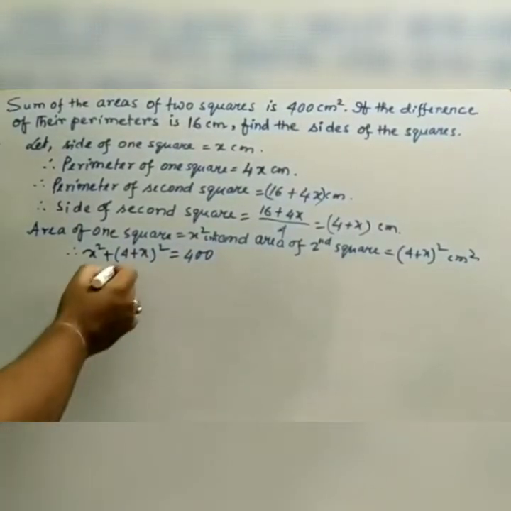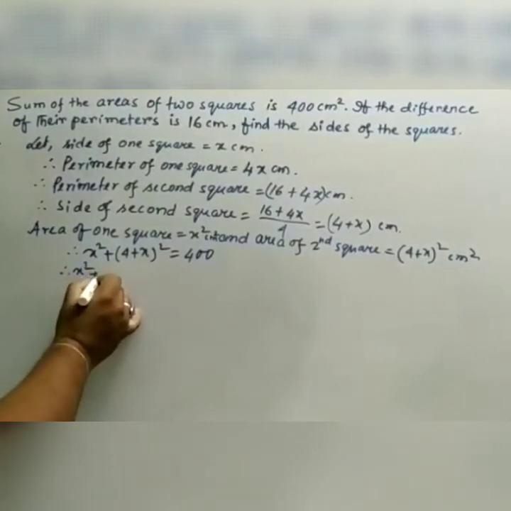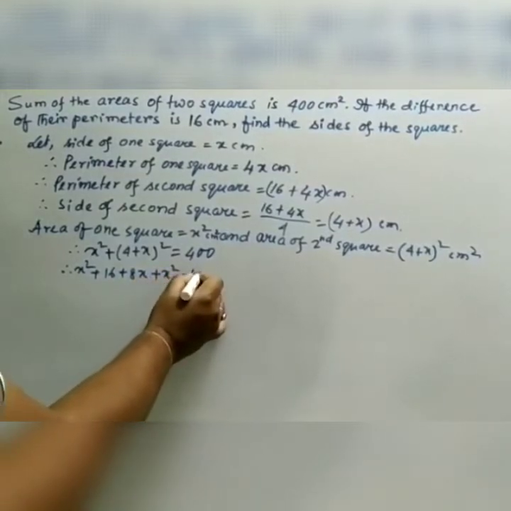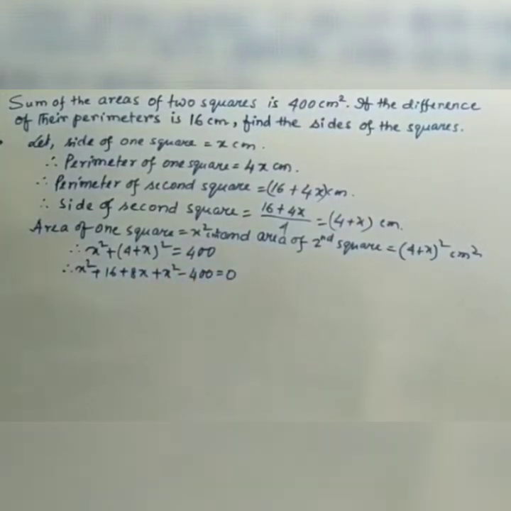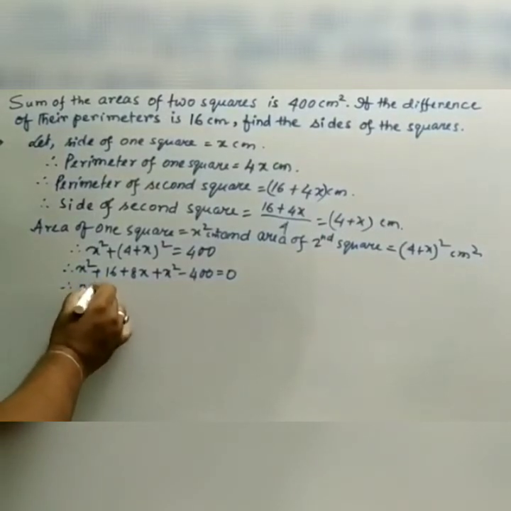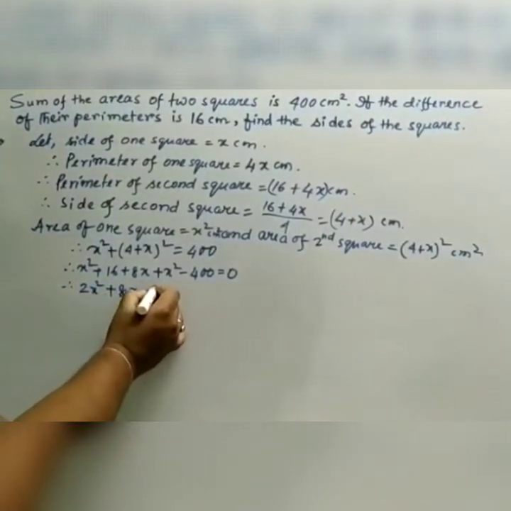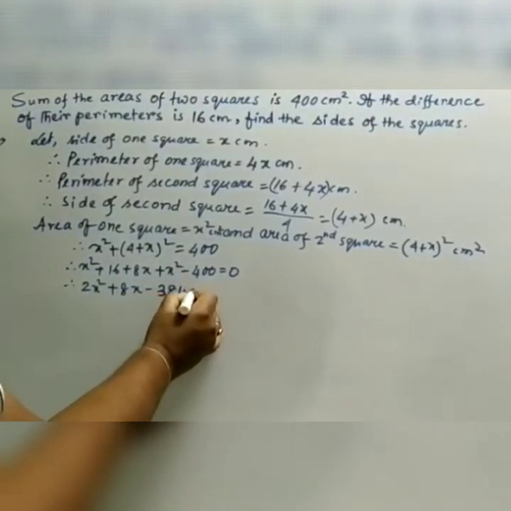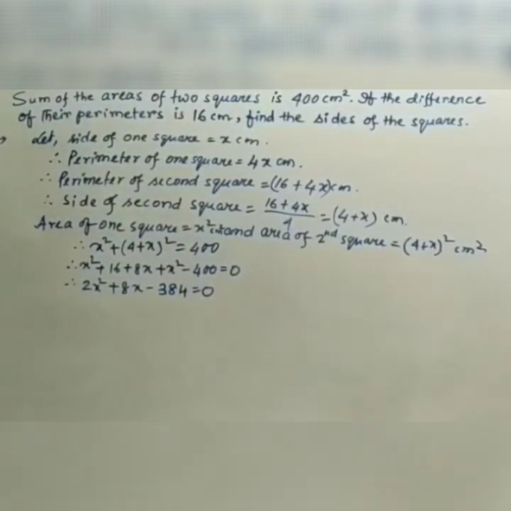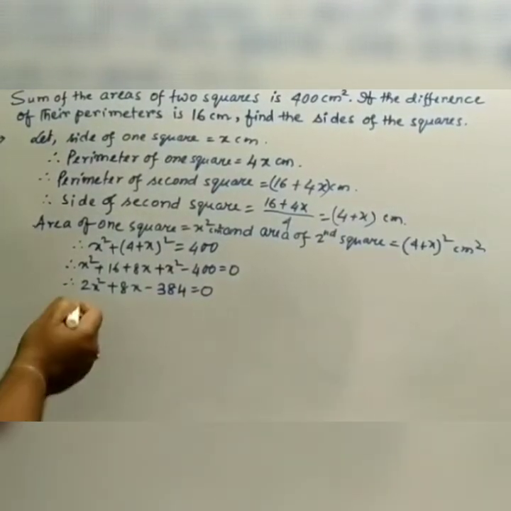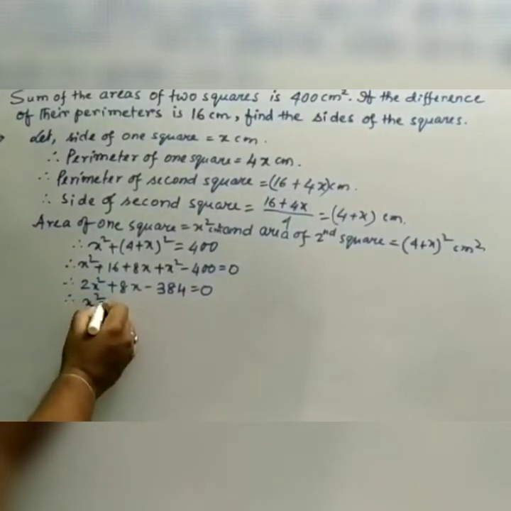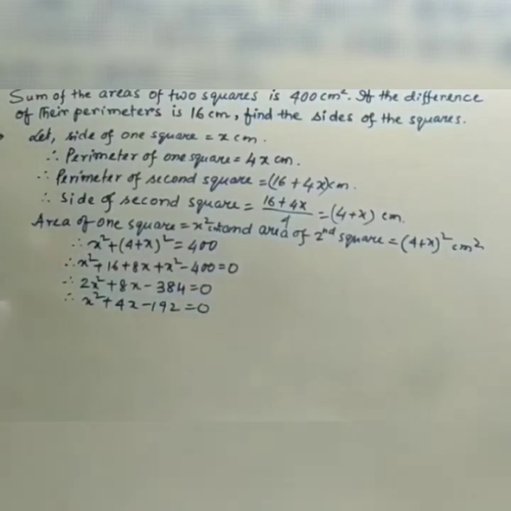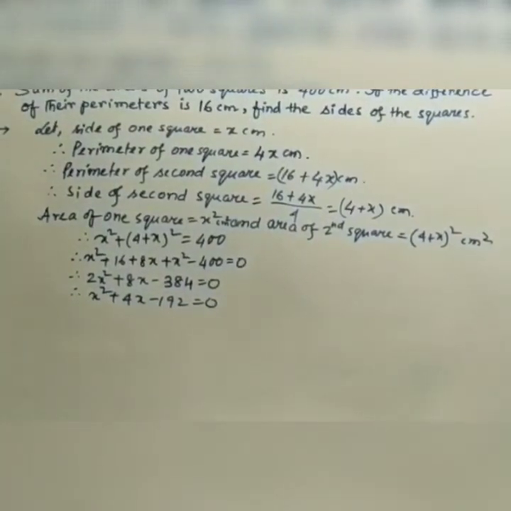Now we know the formula for (a plus b) whole square. Therefore x square plus 16 plus 2ab, that is 8x, plus x square minus 400 equals 0. So you can see that 2x square plus 8x minus 384 equals 0. Okay, and this will be divided by 2 because all are even numbers. So x square plus 4x minus 192 equals 0. So that's the quadratic equation we have got.